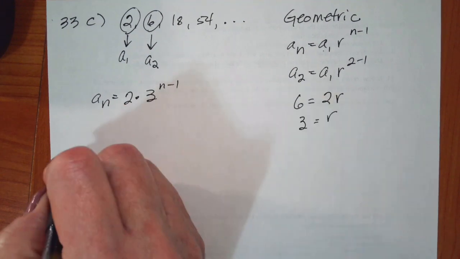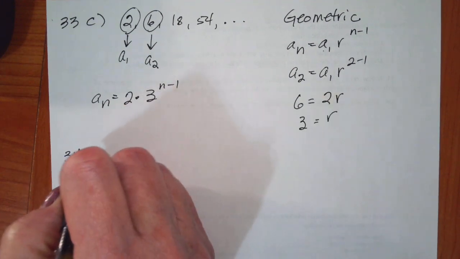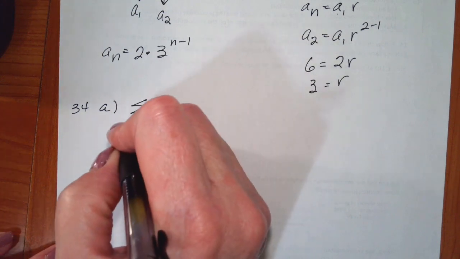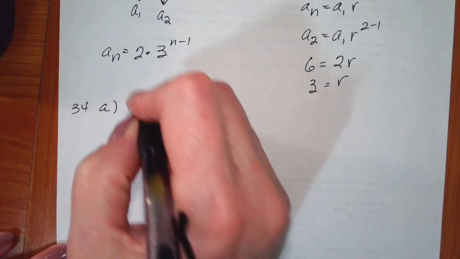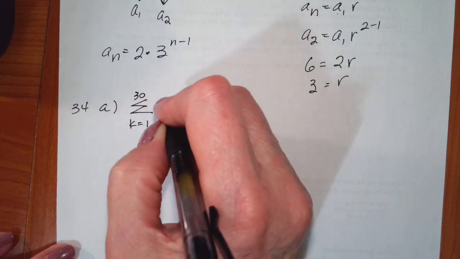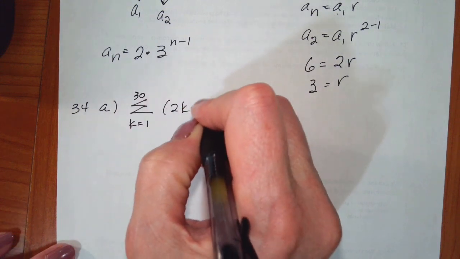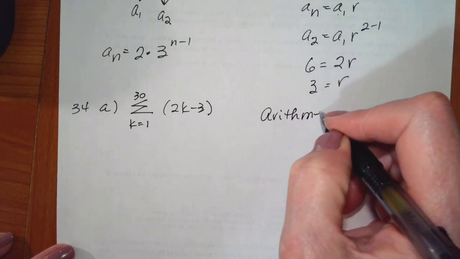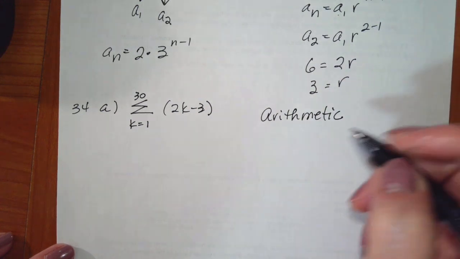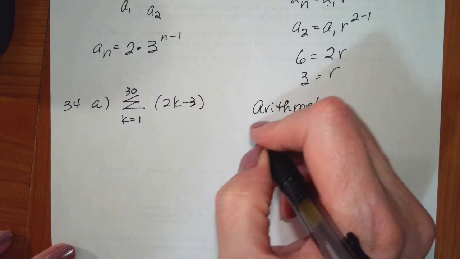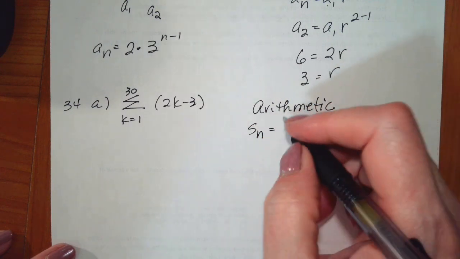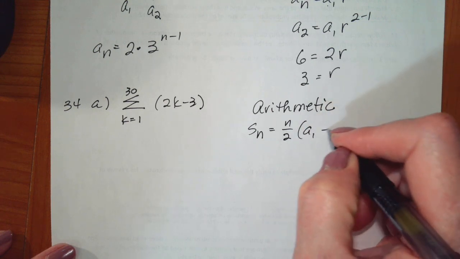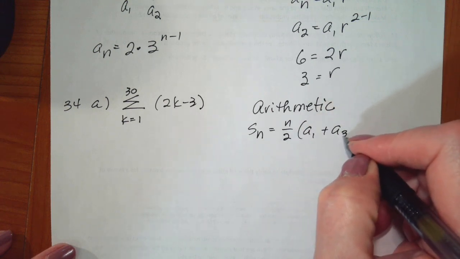All right, let's talk about some series now. Let's find some sums. So the first one goes from k equals 1 to 30 of 2k minus 3. All right, this is arithmetic. And the partial sum, s sub n, is equal to n over 2 times the first term plus the last term.